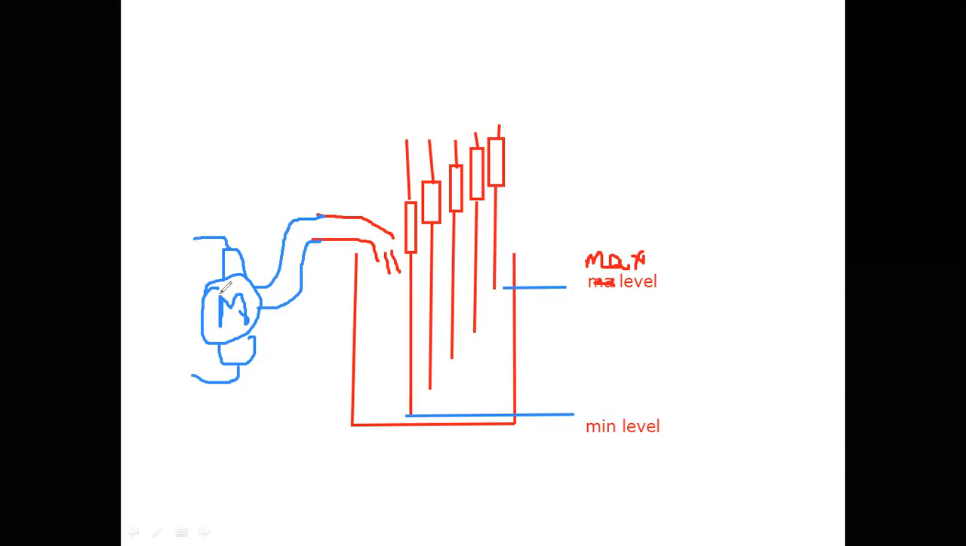Make sure that the speed of the motor is controlled by these resistances. These resistances are connected here, and this is ground. Maybe the diagram is wrong, but the concept is correct.